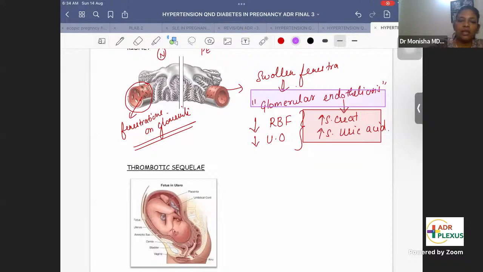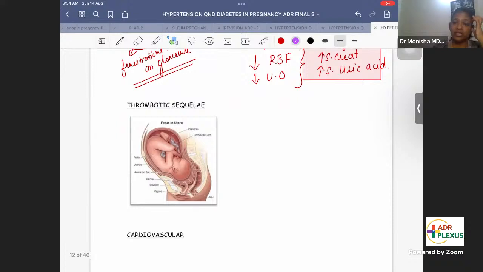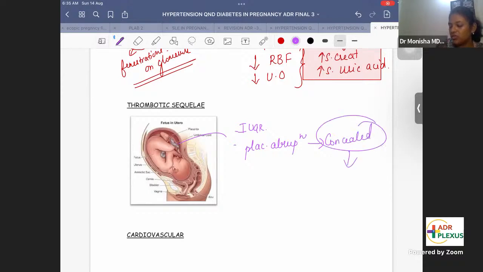Next is the thrombotic sequelae. When I say thrombotic sequelae, what are they? See, placental thrombosis. The thrombosis can extend from the placenta into the umbilical cord, so there is again decreased blood flow, and they can present with IUGR. If the thrombosis is extending, it might cause early separation of the placenta, leading to placental abruption. If the abruption is a very concealed kind of abruption, this will lead to DIC, disseminated intravascular coagulation. So these are the very important sequelae you have to see.